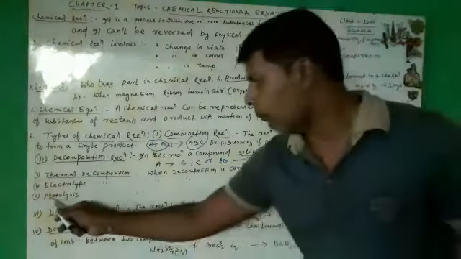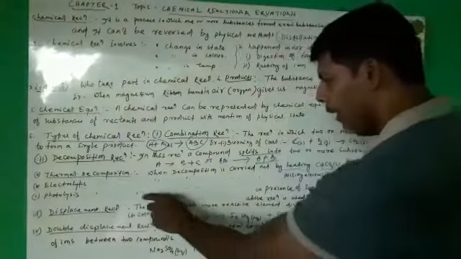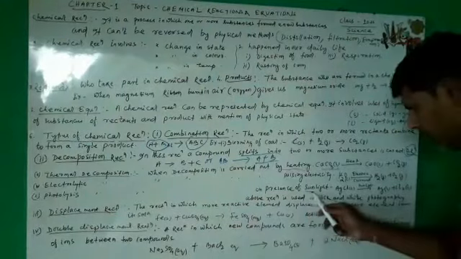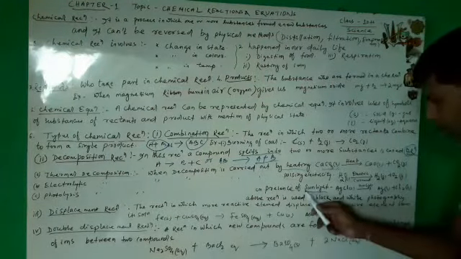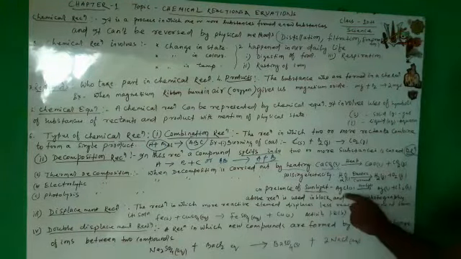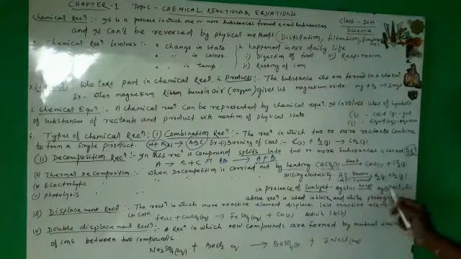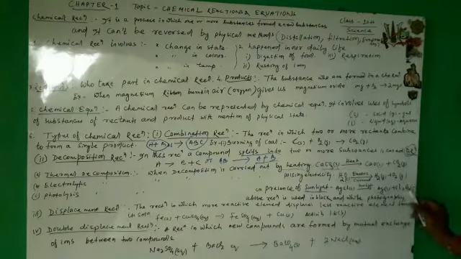Third one, photolytic decomposition. When decomposition is carried out in presence of sunlight, mind it. Look at this main point: sunlight. Example: AgCl, silver chloride, is a solid; in presence of sunlight it gives us Ag, silver, solid, plus chlorine gas.